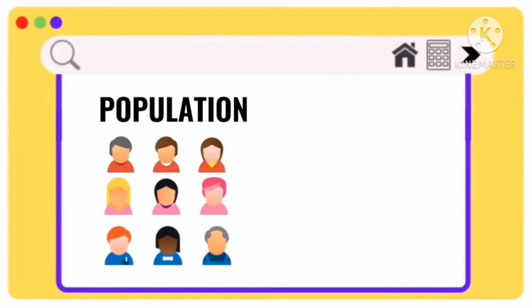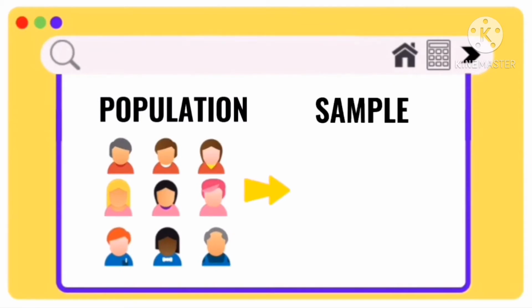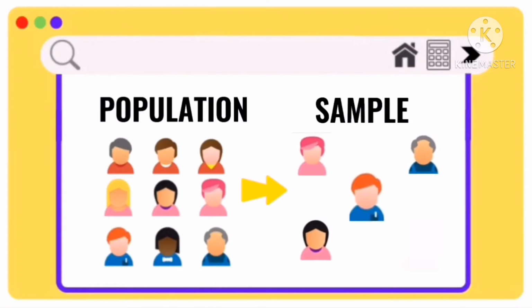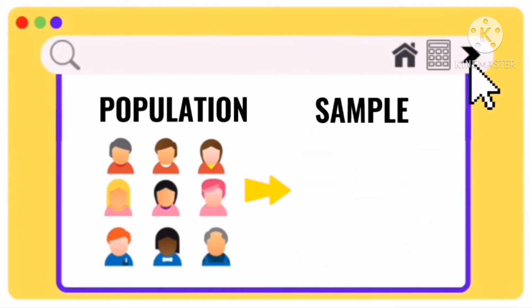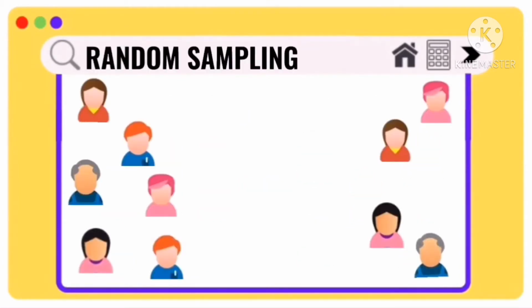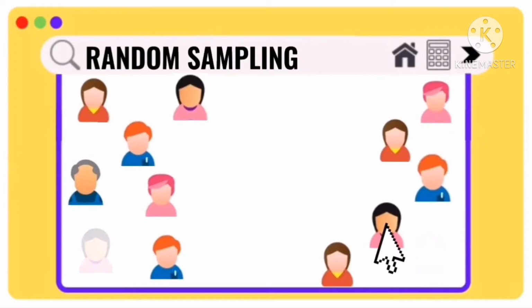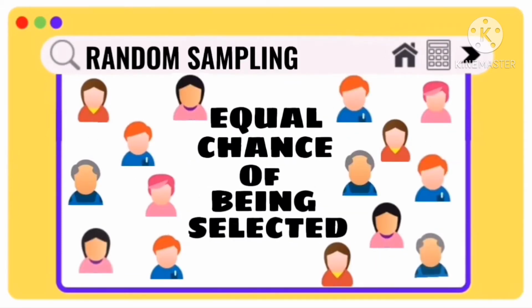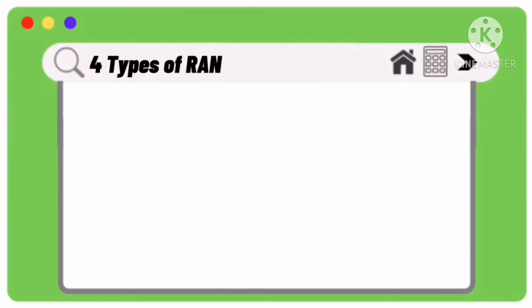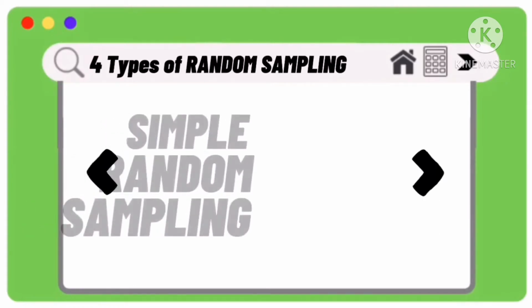Population refers to an entire group of people who want or need information, while sample refers to a part of the population that you take out or exclude. Random sampling allows all the units in the population to have an equal chance of being selected. There are actually 4 types of random sampling.